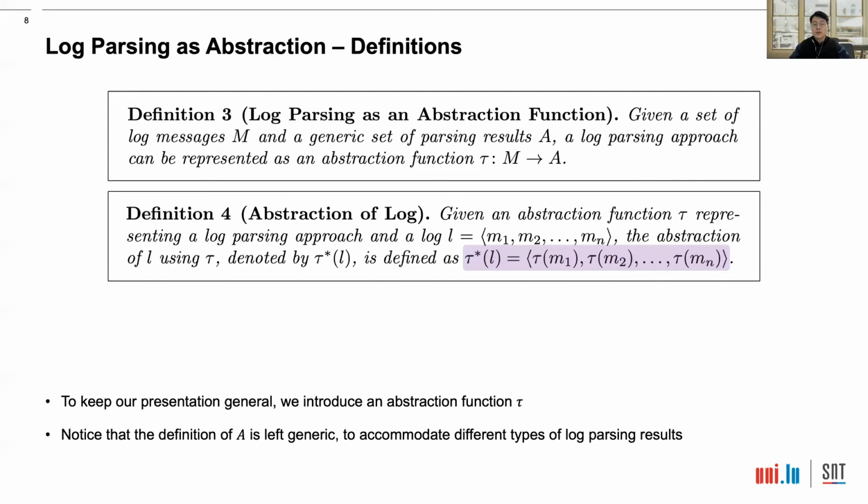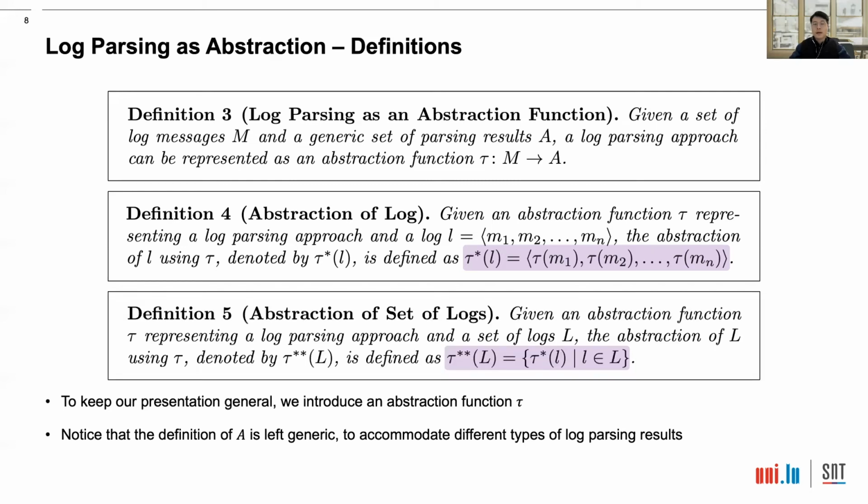Based on the definition, we can also extend the definition of log abstraction not from the log message but to the log. So here, the abstraction of a log is basically the sequence of abstracted log messages. And likewise, we can also extend the definition to the level of a set of logs. And here, the abstraction of a set of logs is defined by the highlighted part.